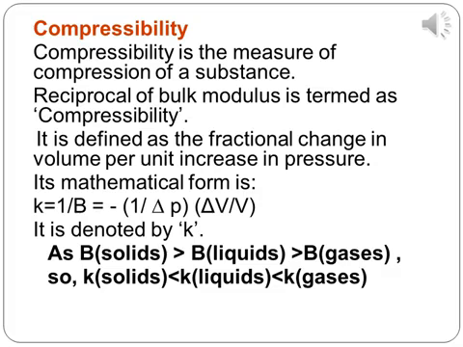You should note that as the bulk modulus of solid substances is greater than that of liquid substances, which is greater than that of gaseous substances, the compressibility of solid substances is lesser than the compressibility of liquid substances, which is lesser than the compressibility of gaseous substances.